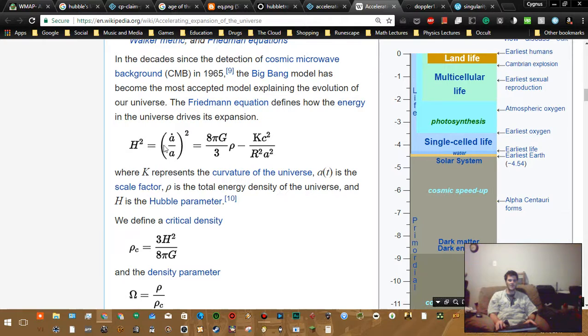H squared equals a dot over a squared. A dot means it's the first derivative. That dot over the a means it's a derivative. So the derivative over the original function squared equals this nonsense here. It's not nonsense. It's actually the exact opposite of nonsense. This actually allows you to calculate what's going on with the universe, how much energy it has, and so on. The energy of the universe drives its expansion.